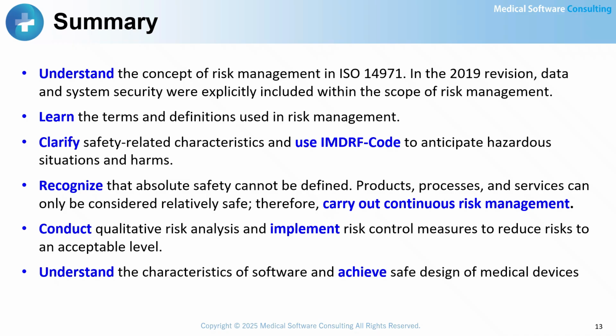Finally, let's wrap up with a summary. Understand the concept of risk management in ISO 14971. In the 2019 revision, data and system security were explicitly included. Learn the terms and definitions used in risk management. Clarify safety-related characteristics and use the IMDRF code to anticipate hazardous situations and harms. Recognize that absolute safety cannot be defined.